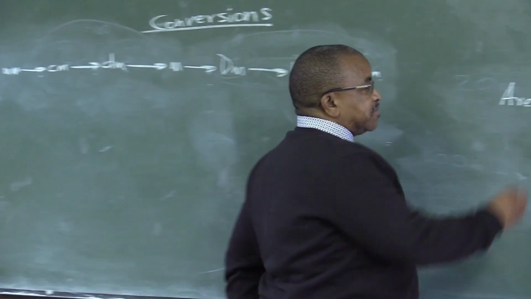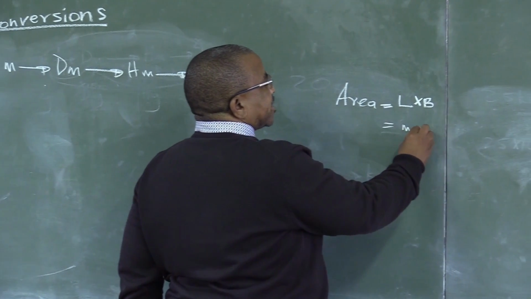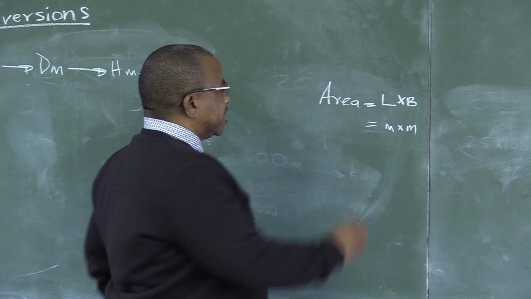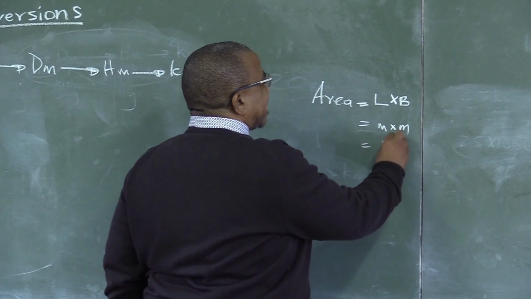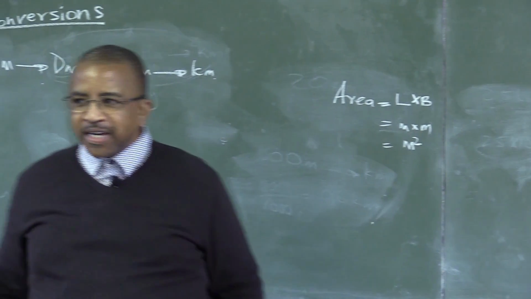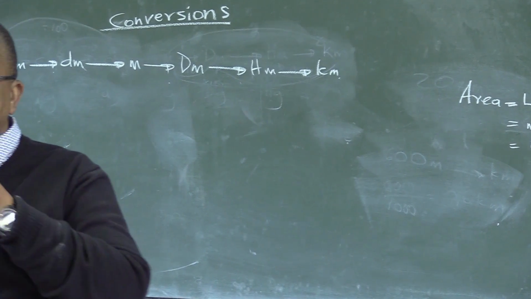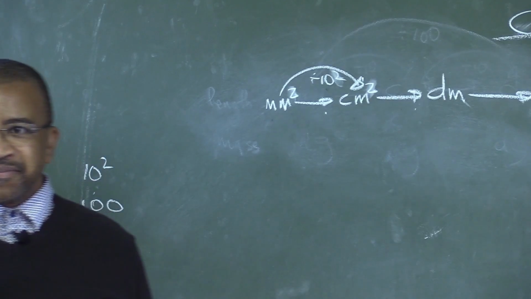So if the length is in meter, and the breadth is also in meter, so meter times meter, isinikezani meter squared. Uyabona ke? Sesiyakhuluma ukuthi okay, ama units manje ayashintsha, uyawa squareisha.